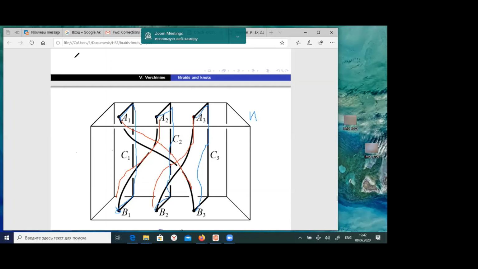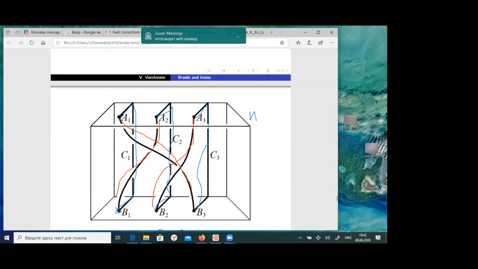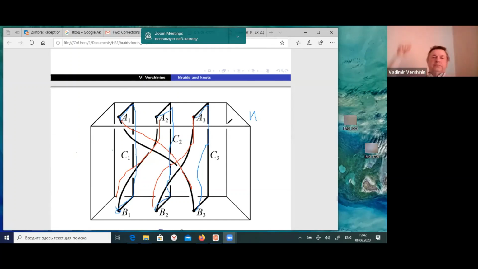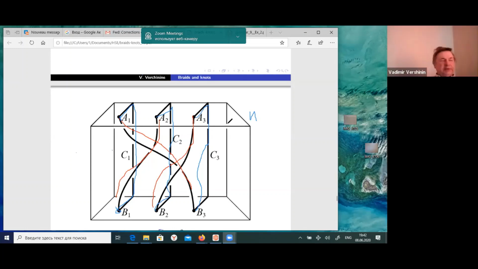Wait again, what is the procedure of closure? I got distracted. So you join somewhere here in the cube, you have a braid. But outside, a knot. The knot, no? Yes. So generally speaking, we get a link.